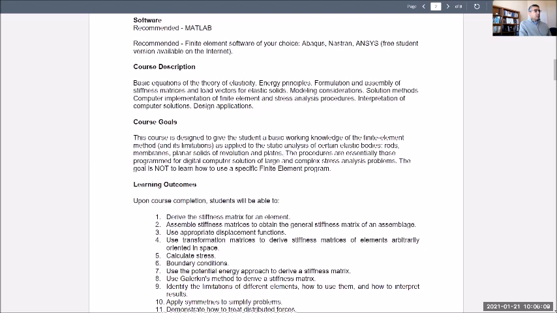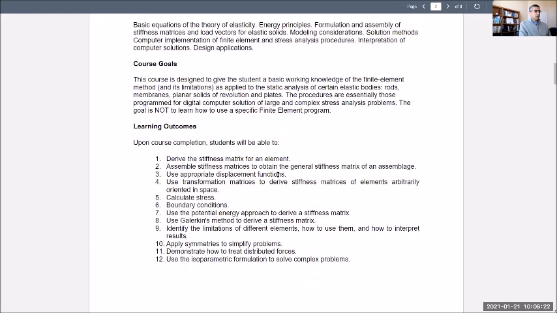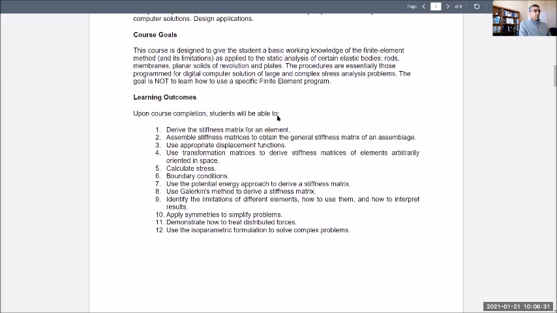The procedures are essentially those programmed for digital computer solution of large and complex stress analysis problems. The goal is not to learn how to use specific finite element programs. So again, the focus is going to be on the theory. Upon the completion of this course, you should be able to derive a stiffness matrix for an element, assemble stiffness matrices to obtain the general stiffness matrix of an assemblage.